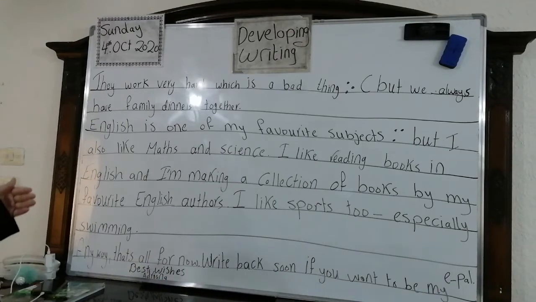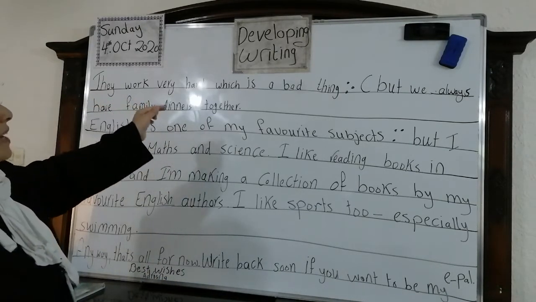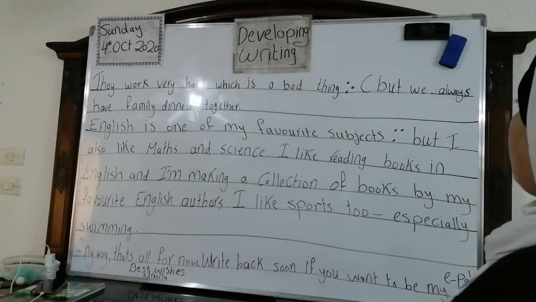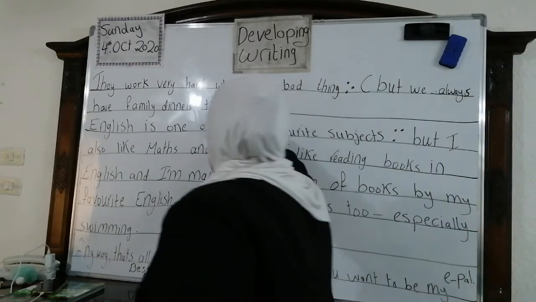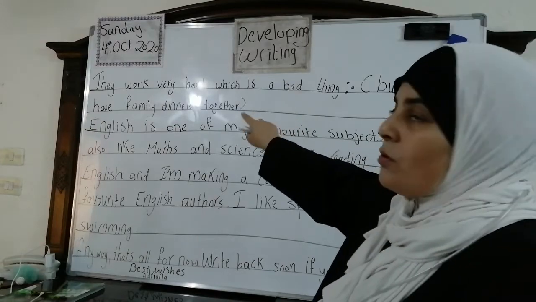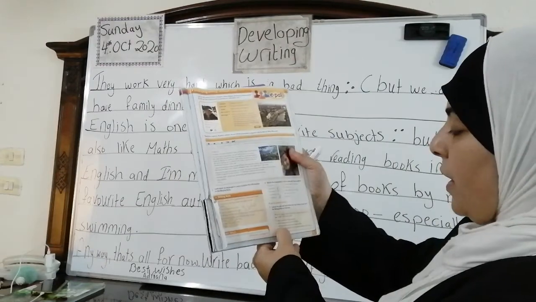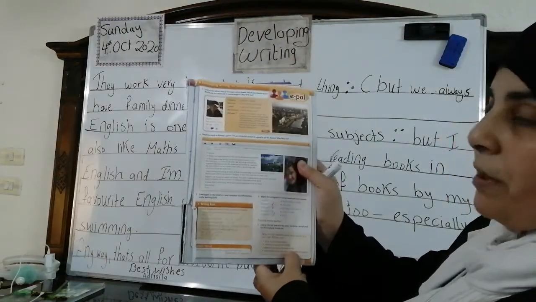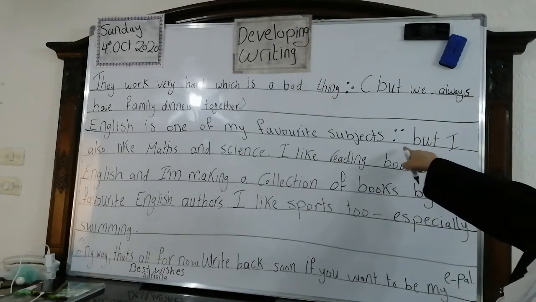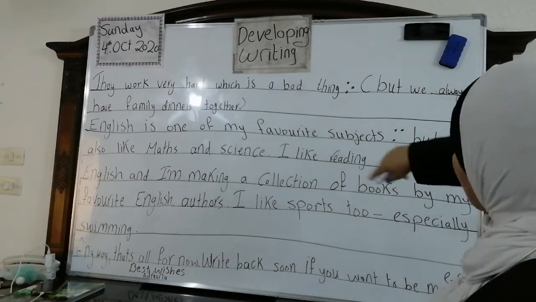Now, we are going to continue. They work very hard, which is a bad thing. Remember the emoticons we told you about? But we, between two brackets, these are the brackets, but we always have family dinners together. Okay? Now she's going to talk about what? Look here. Information about your main hobby. English is one of my favorite subjects. This is the emoticon that means that she likes English.